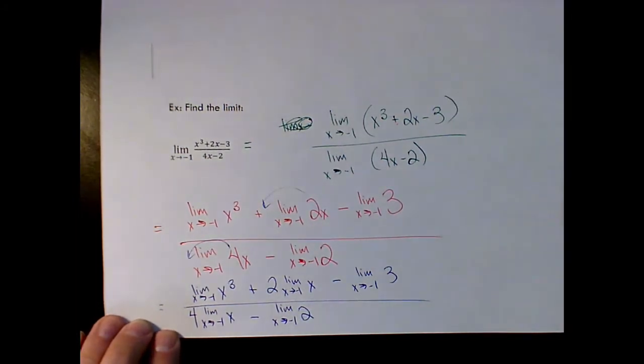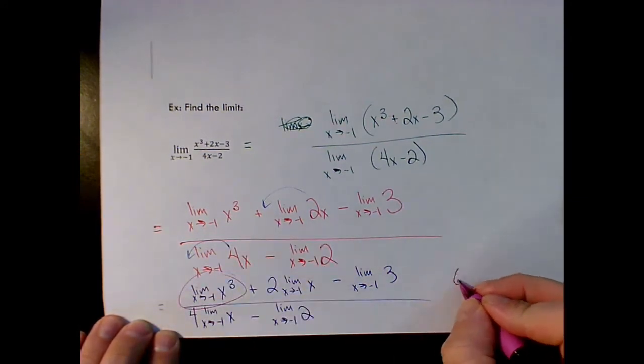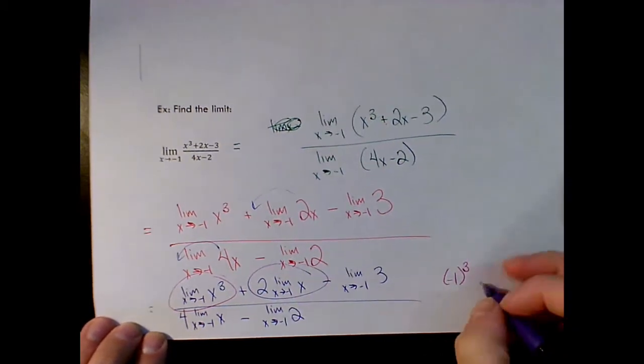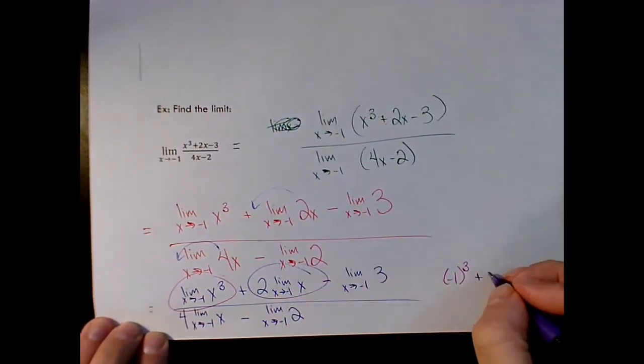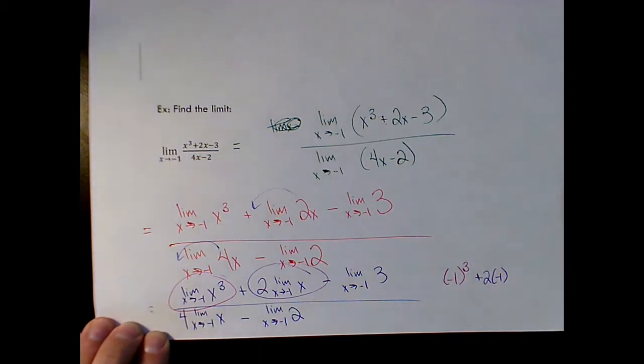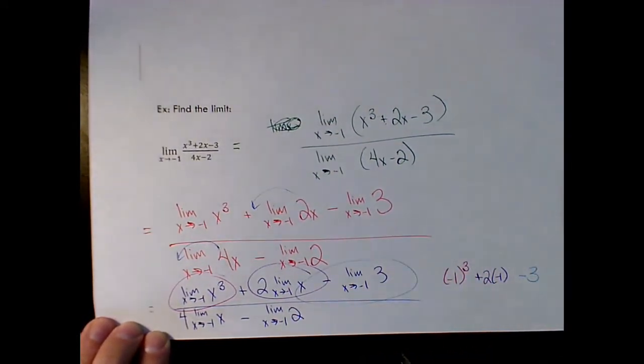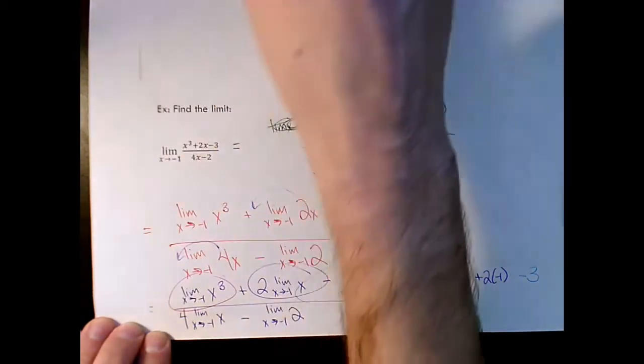Now what we can do is take each individual piece and solve. So this guy becomes negative 1 cubed. This guy becomes plus 2 times negative 1. This guy becomes minus 3. Remember the limit, and that was the first thing that we saw. If you just take the limit of a constant, you have that constant. And this was the second thing we saw. If you take the limit of x, you just plug in negative 1.